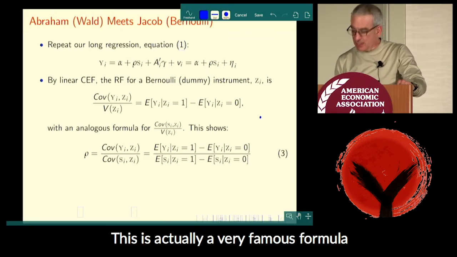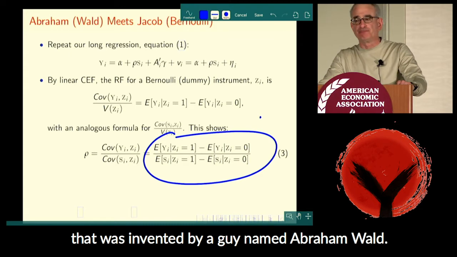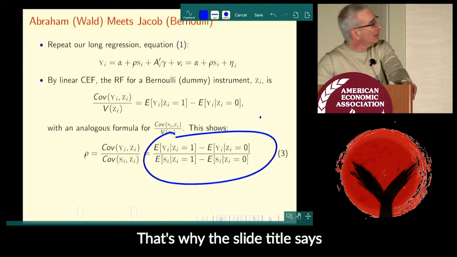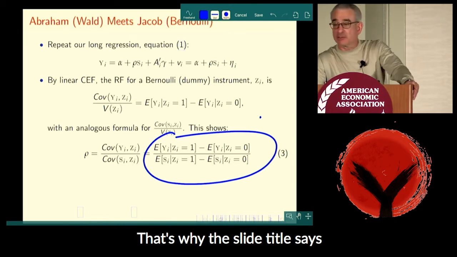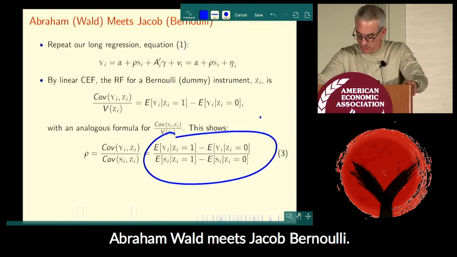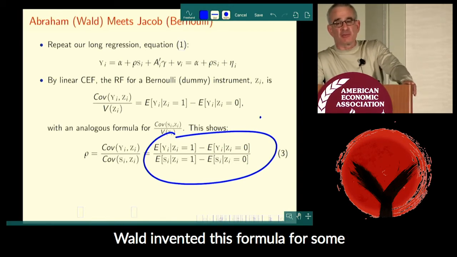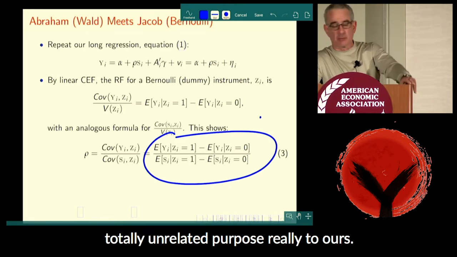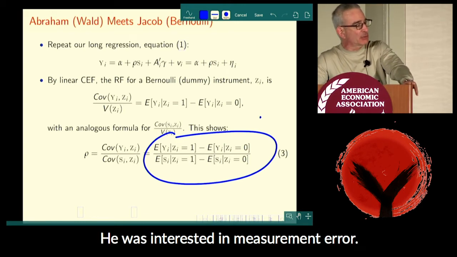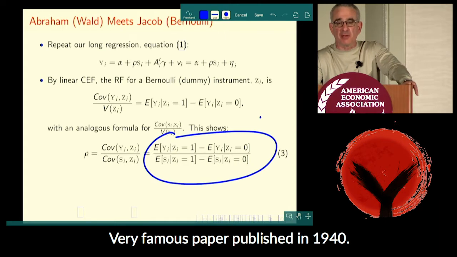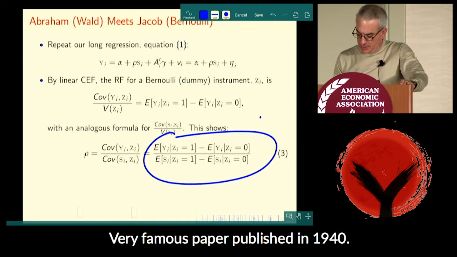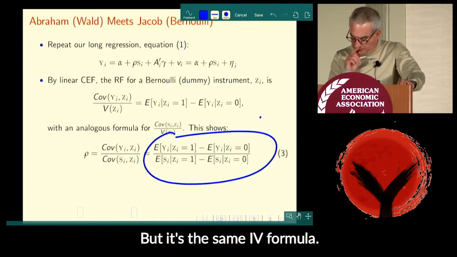This is actually a very famous formula that was invented by a guy named Abraham Wald. That's why the slide title says Abraham Wald meets Jacob Bernoulli. Wald invented this formula for some totally unrelated purpose, really, to ours. He was interested in measurement error, in a very famous paper published in 1940. But it's the same IV formula.